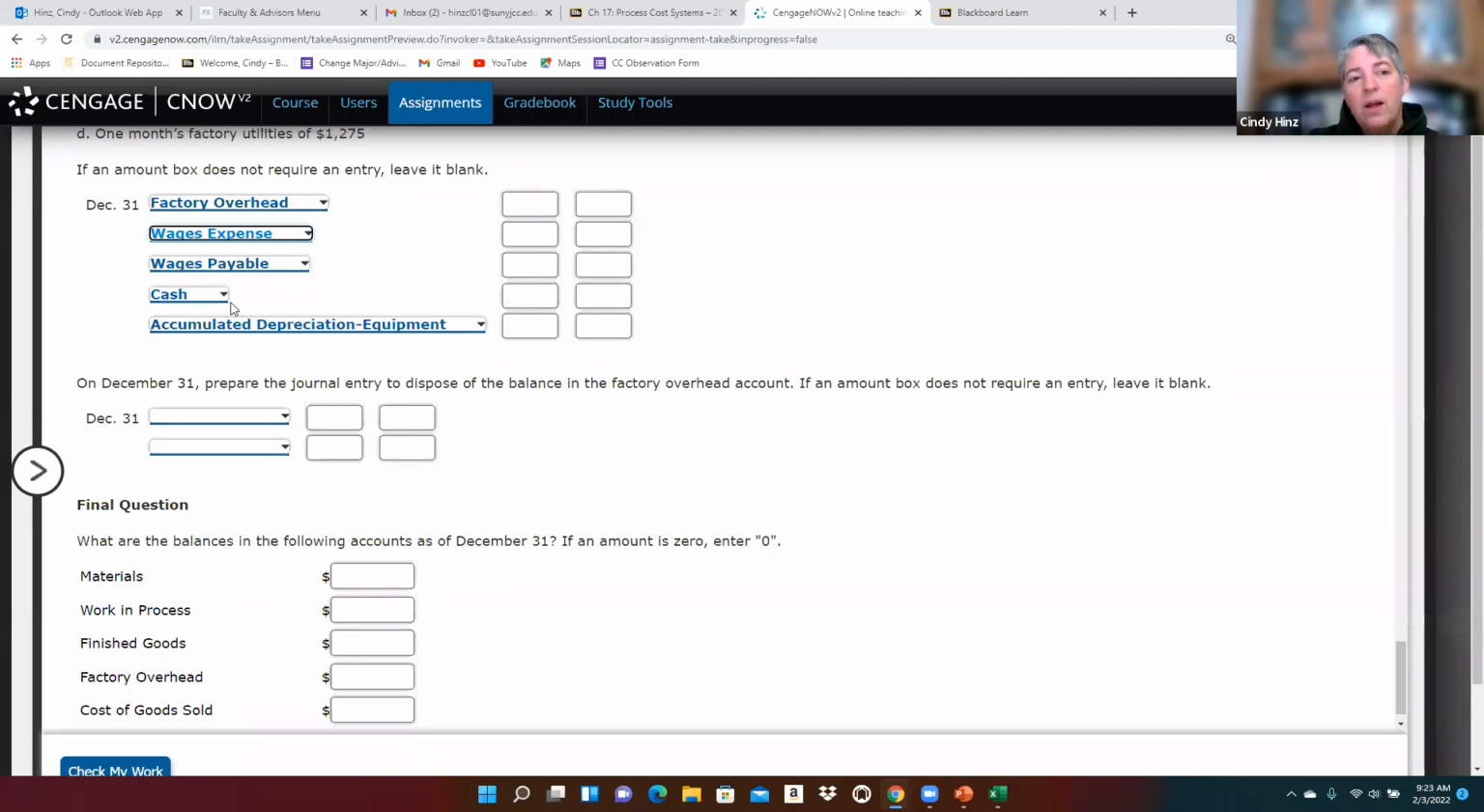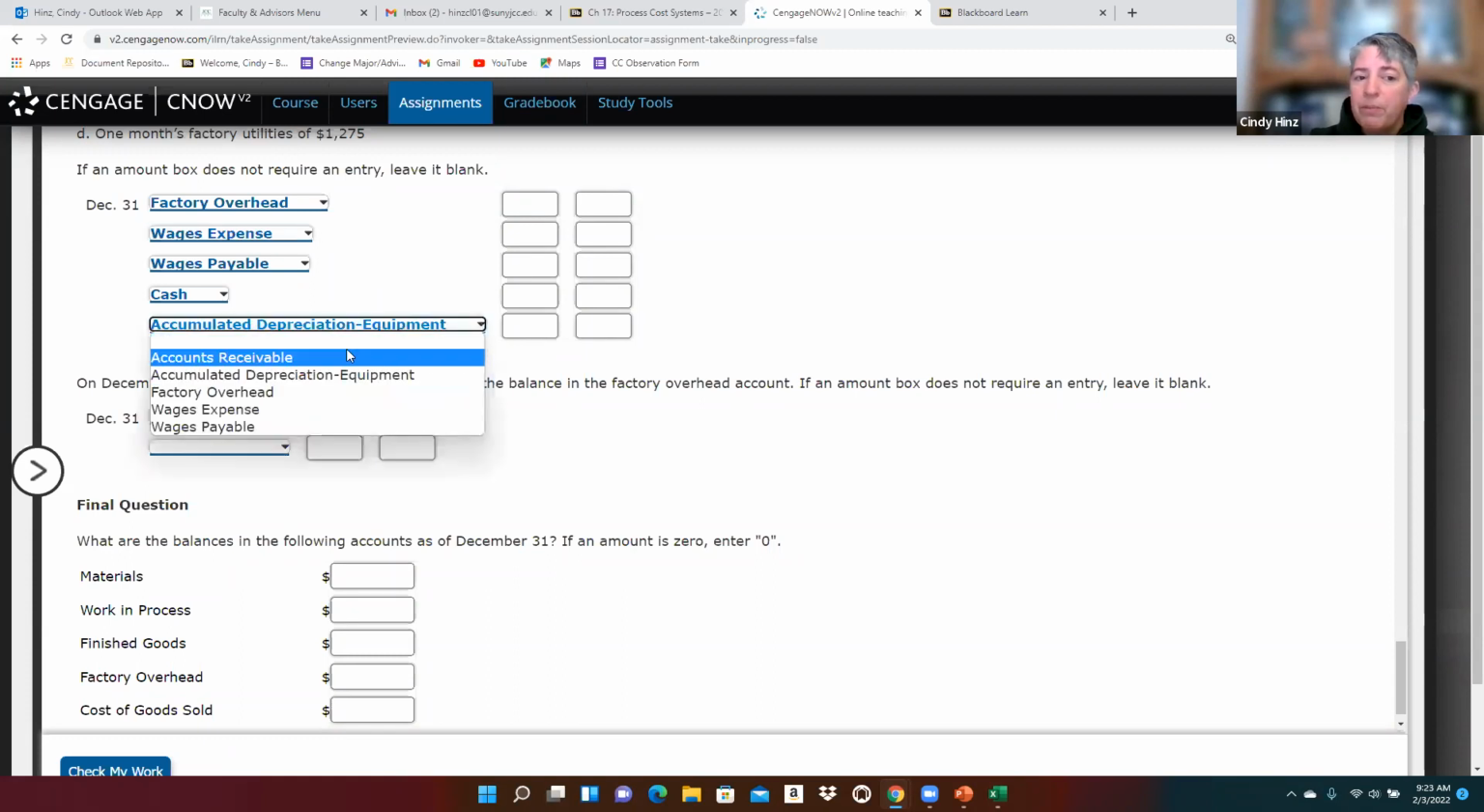And again, we could have put these two credited accounts in the opposite order, but it doesn't give us the option of putting cash here.